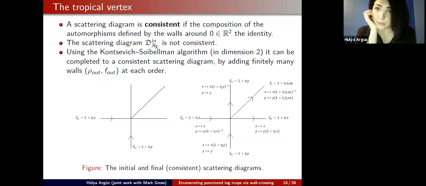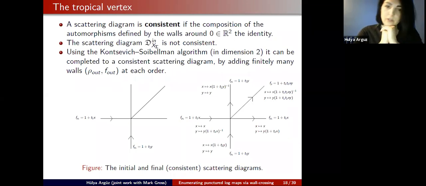into a consistent one. And a consistent scattering diagram is the one in which you ensure that if you go around the origin and take the composition of all wall crossing automorphisms, you end up with identity. So if you start with these two things, two walls, you need to continue with this, and also at this wall to ensure that you have a consistent scattering diagram. And the computation is not terribly difficult.